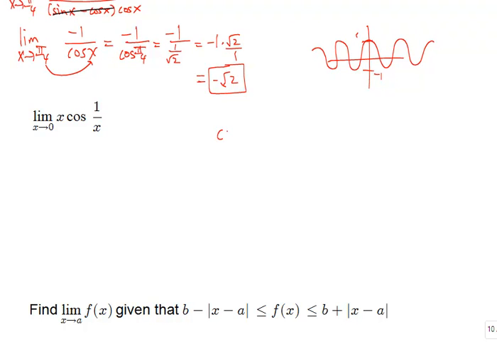So cosine of any angle, namely cosine of 1 over x, for example, is always going to be bounded between -1 and +1, no matter what I pick for x. Cosine of anything is always between -1 and 1. That's always true by our unit circle. Now that's not quite this function that I'm trying to find the limit of. I've got the cosine part, but I'm missing this x out front.